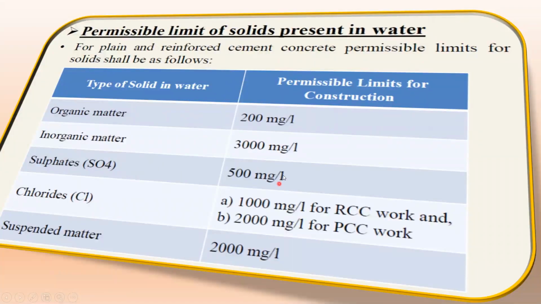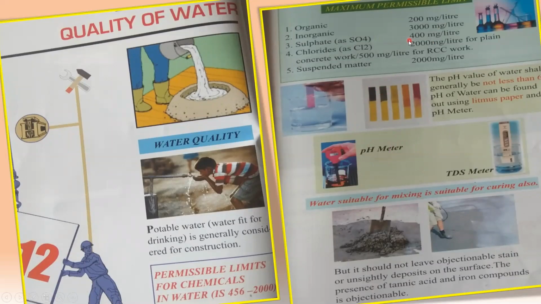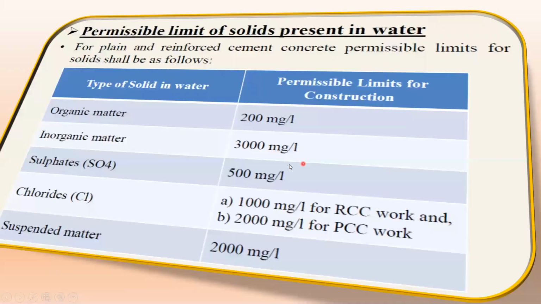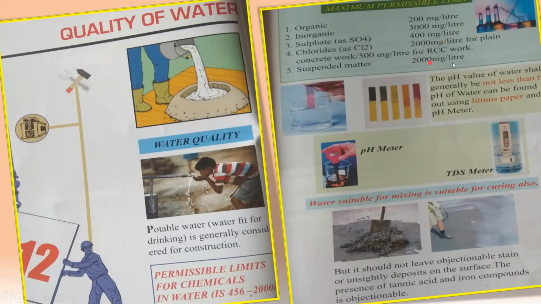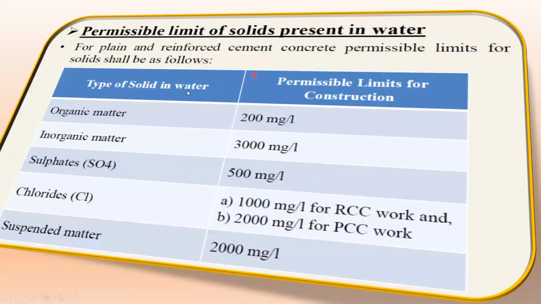Sulfates is 500 milligram per liter, but here they have mentioned it as 400 milligram per liter. You can follow this because this is taken from the Indian Standard Code book. Then your chloride should be 1000 milligram per liter for RCC work, and for PCC it is 2000 milligram per liter, and suspended matter has to be up to 2000 milligram per liter. It is good, everything is correct.